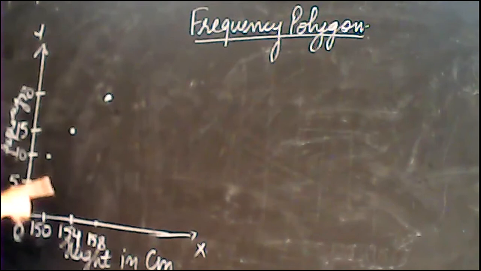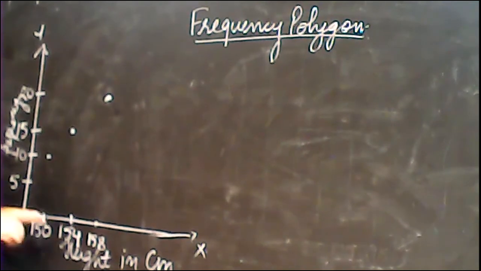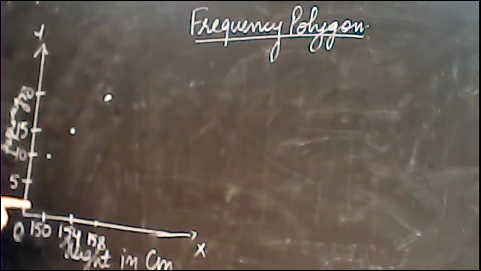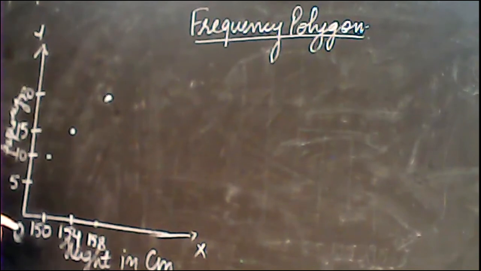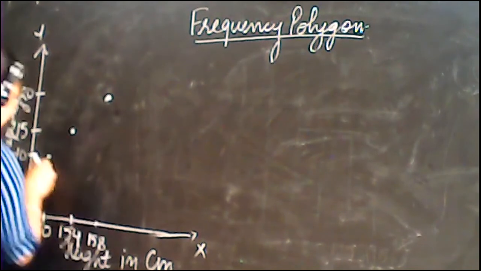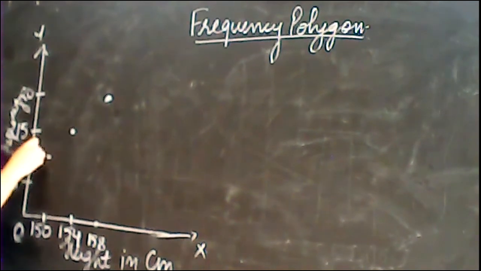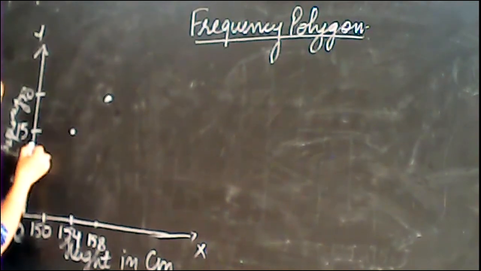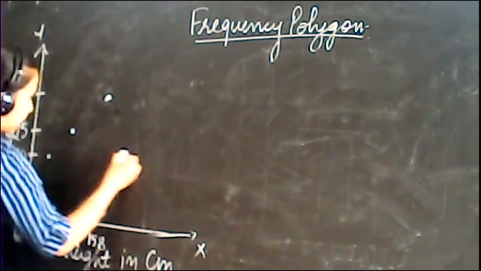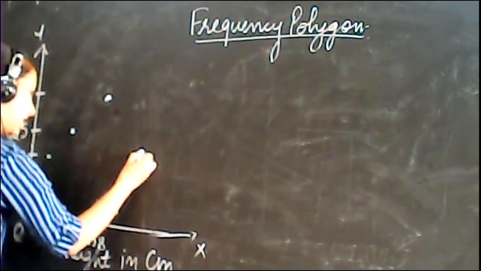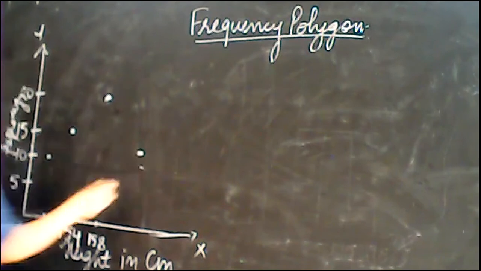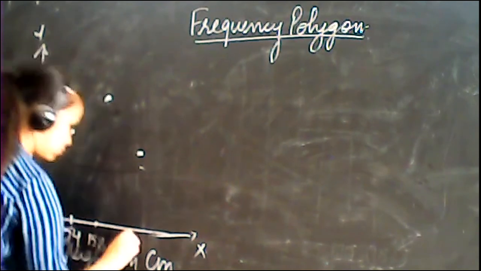Right, afterwards in the next class interval, it is given 162 to 166 and the frequency is 12. So where would be the 12? 10 is here, and 11, 12, right? So we can mark 12 here, and we will write here 162.